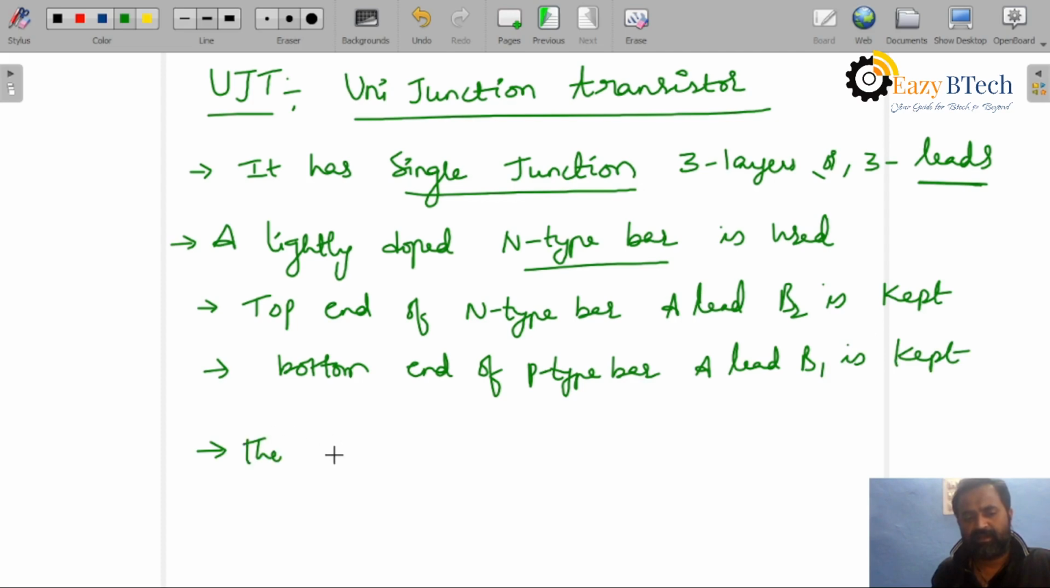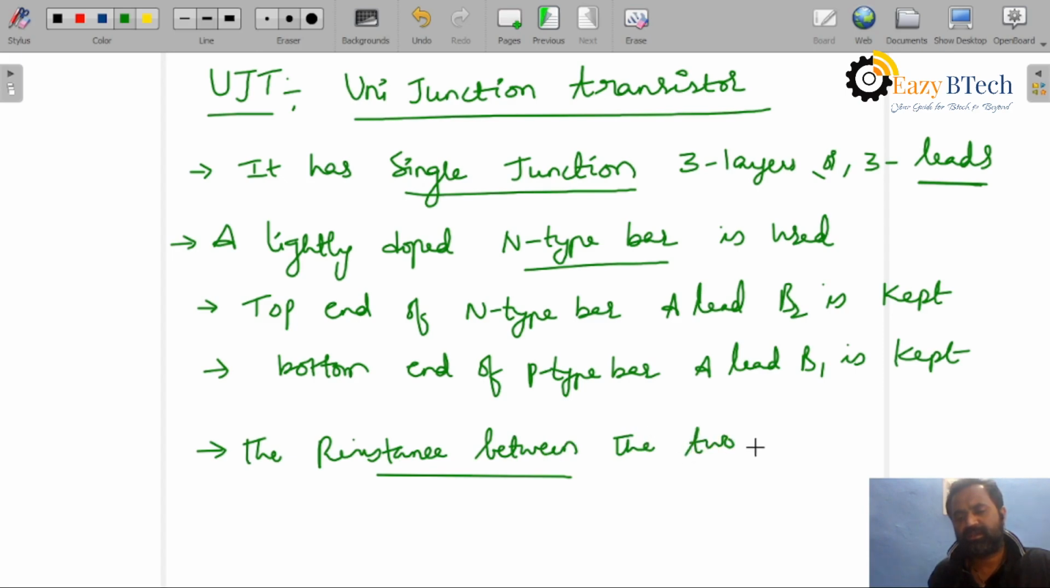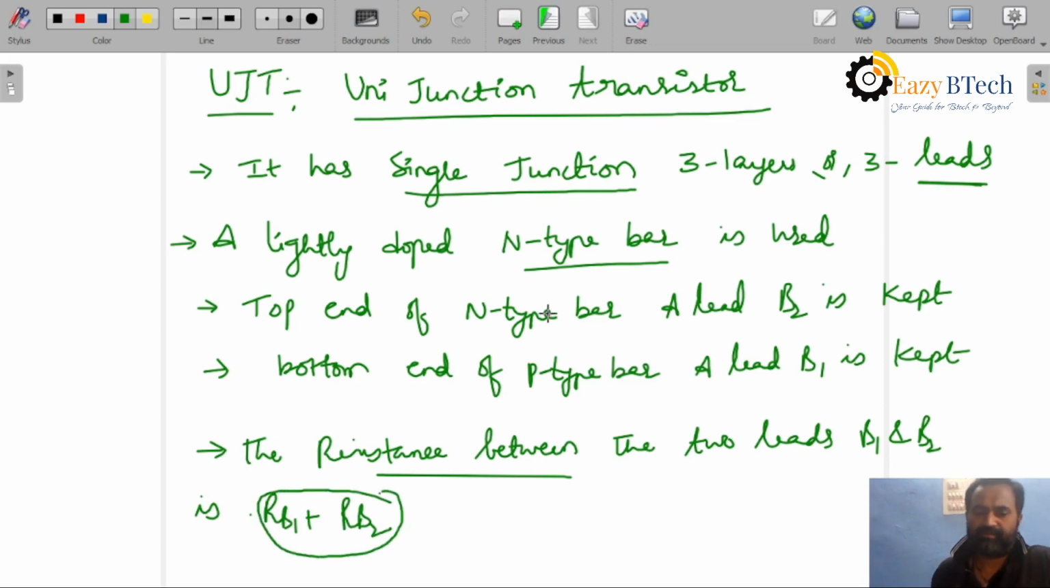The resistance between two leads, B1 and B2, is RB1 plus RB2. Okay. Next.